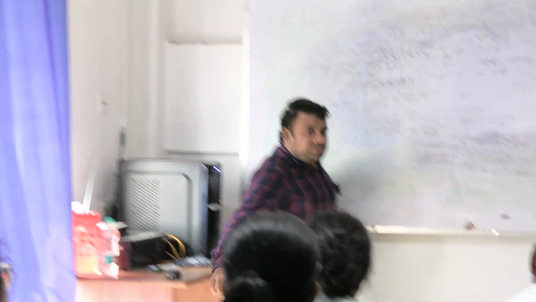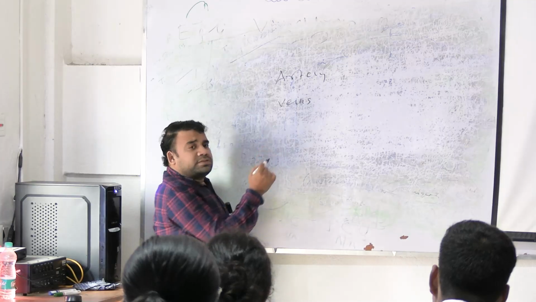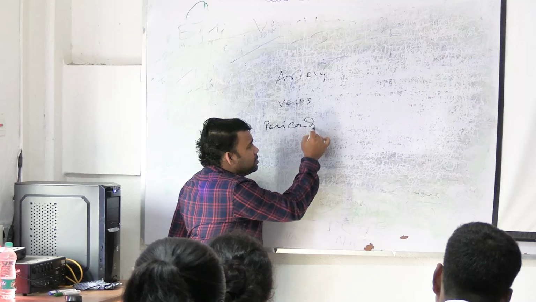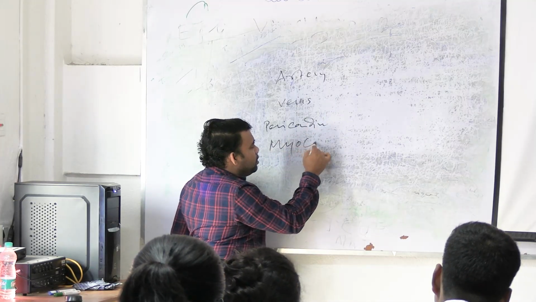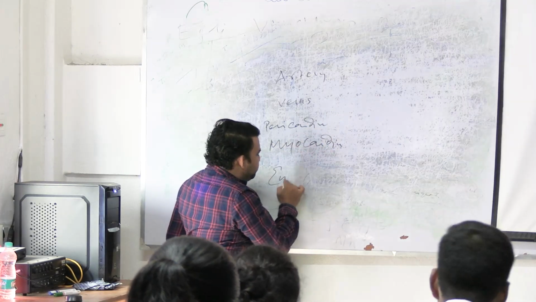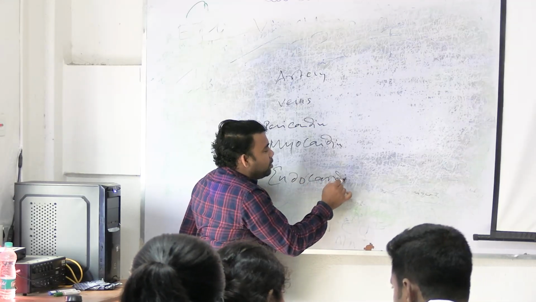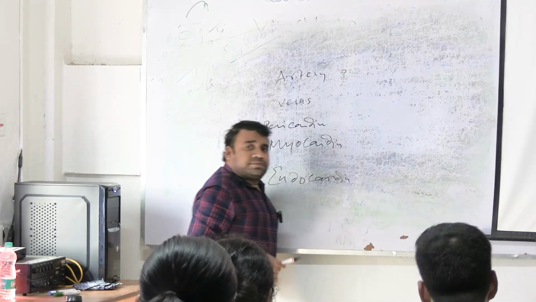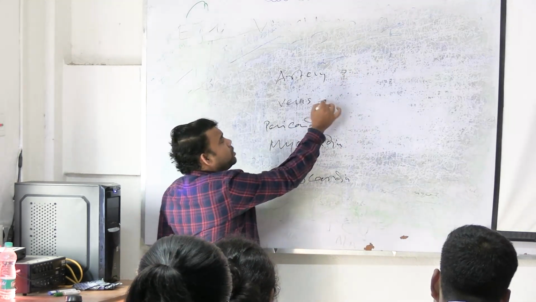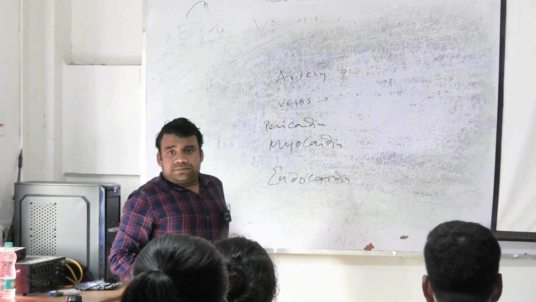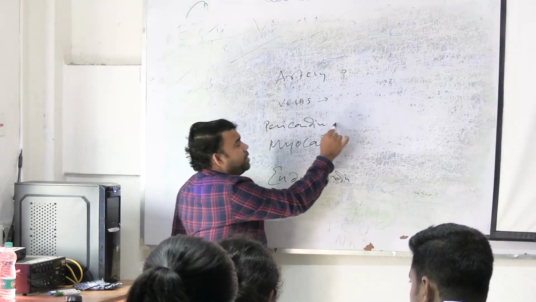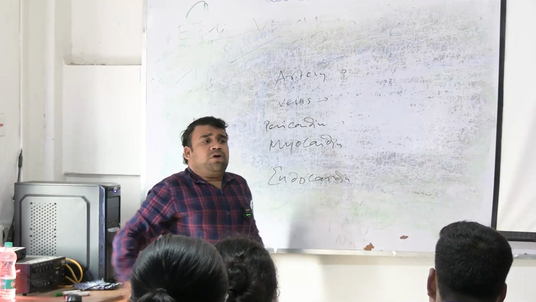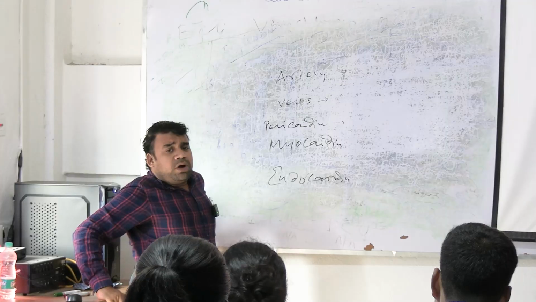Now the heart will have 3 parts. What are the 3 parts? Outside is the pericardium, then the myocardium and the endocardium. If an artery is infected, we call it arteritis. If a vein is infected, we call it phlebitis. If the pericardium is infected, we call it pericarditis, myocarditis, and if the endocardium is infected, we call it endocarditis.